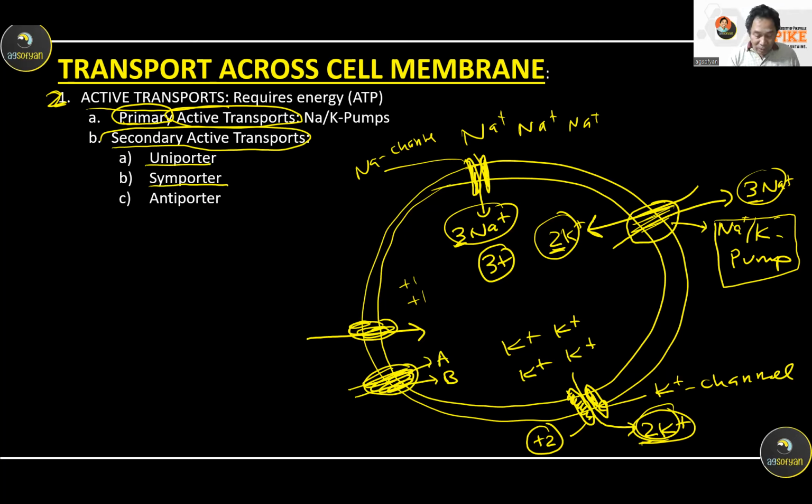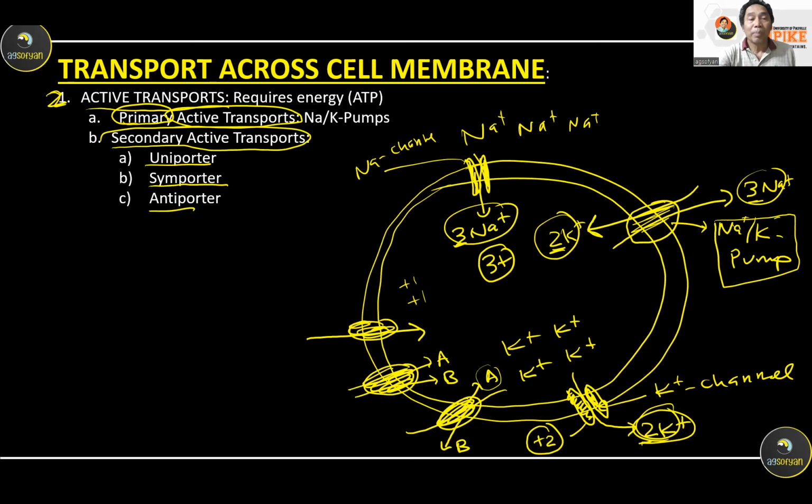Now, the last one. Let's say we have another pump over here. When A enters, it gives the energy for B to go out from the cell. This is what we call the antiporter: movement of molecules in the opposite direction using secondary energy coming from the first molecule over here. So this is what we call the secondary active transport.